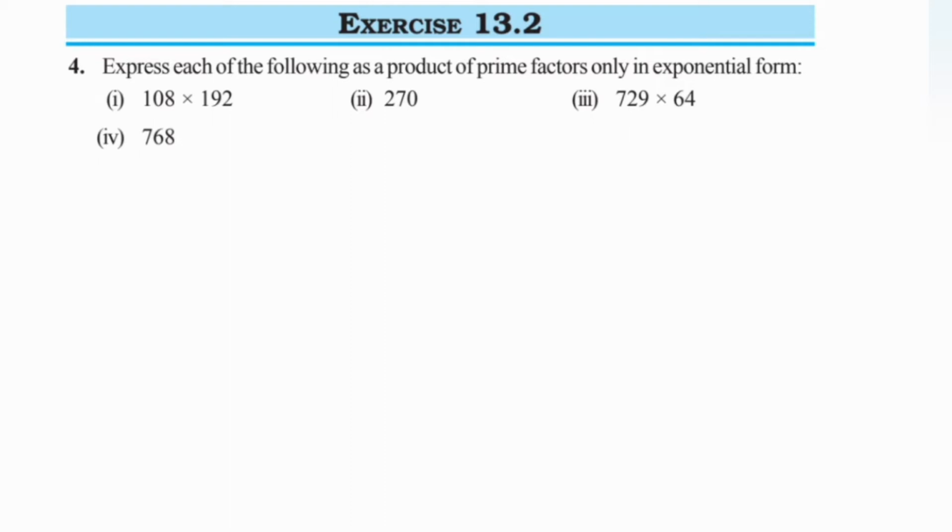Now, the fourth question is: express each of the following as a product of prime factors only, in an exponential form. So first of all, they're asking us to express them as a product of prime factors, and the final answer has to be in exponential form. For this, we have to do the prime factorization method, and then we are going to write it in exponential form. So let's start. We'll start with the first question.